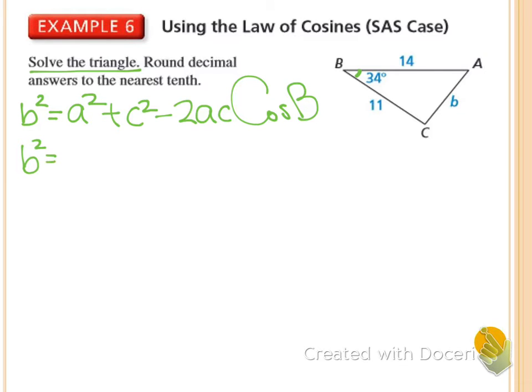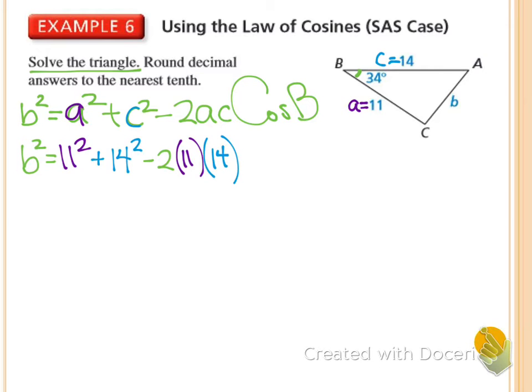Let's plug things in. I don't know b. I know a is across from angle A, so a is 11. And c is across from angle C, so c is 14, minus 2 times 11 times 14 cosine of angle B. And angle B is 34.